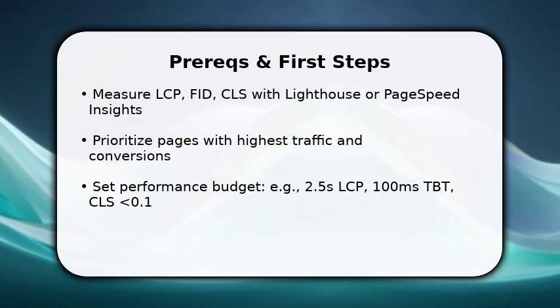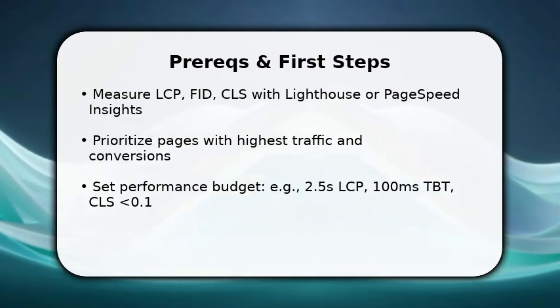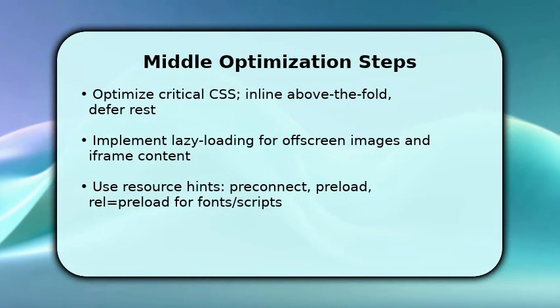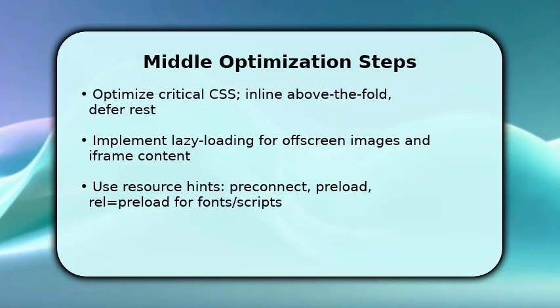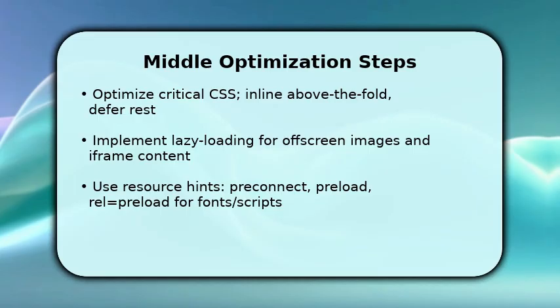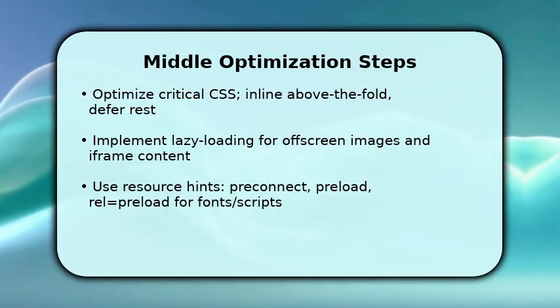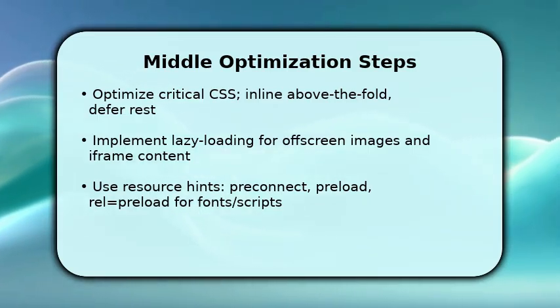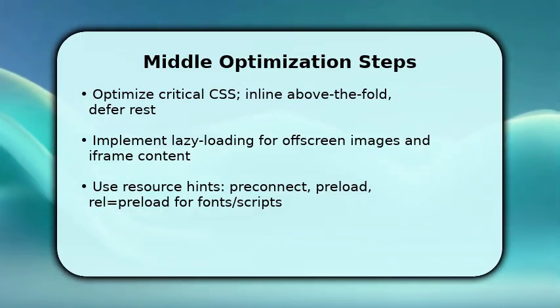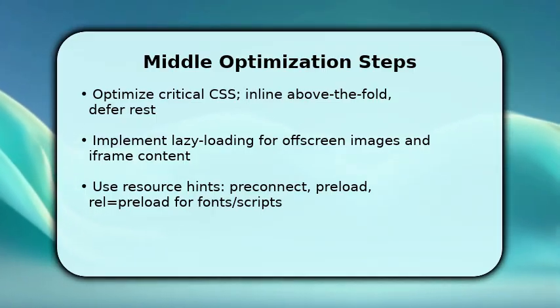Next, focus on execution. Extract and inline critical CSS to speed first paint, then defer or split remaining styles so render blocking goes away. Once done, implement lazy loading for off-screen images and third-party iframes to cut network load and improve interactivity. Also use resource hints, pre-connect to origins, preload key fonts and hero scripts to reduce latency. Make sure to audit third-party scripts and move non-essential tags to after interaction to protect your FID and reduce.